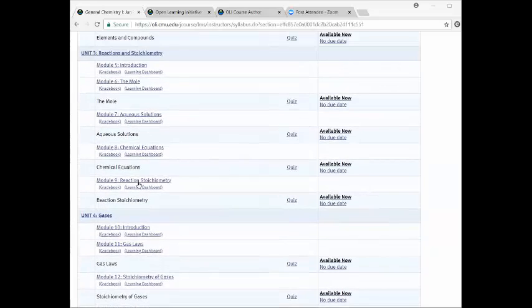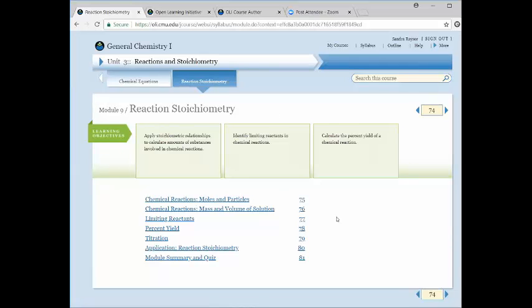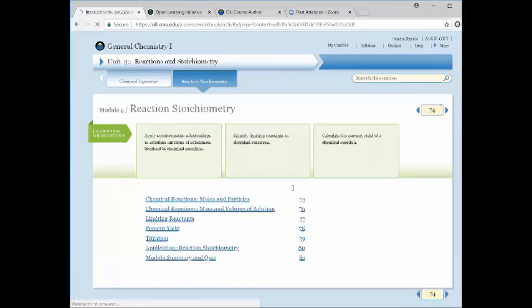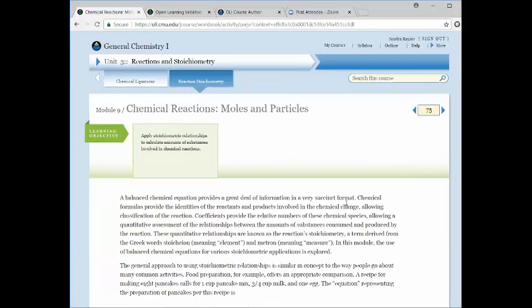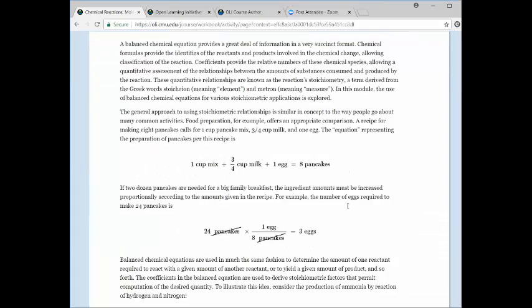So I want to jump into a module here so you can get a good idea of what this looks like to the student. Okay, so each of the modules includes learning objectives. The student is initially presented with the learning objectives for that module. So here, starting out, we're looking at some basic stoichiometry.